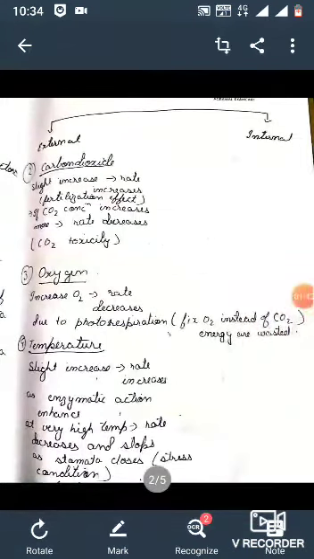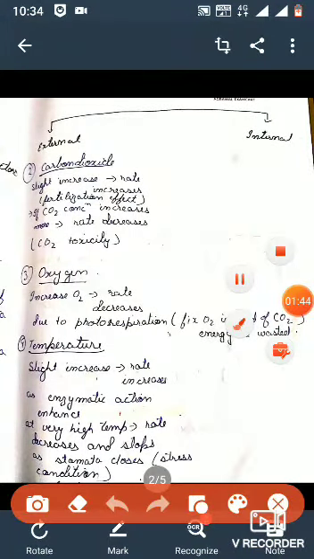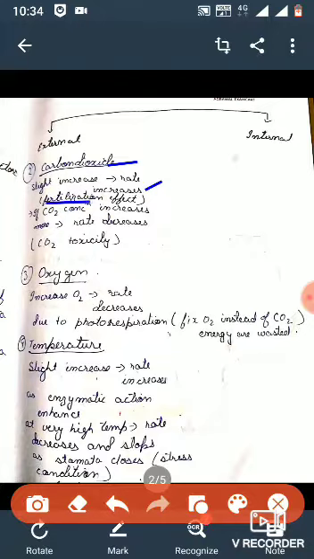The second point is carbon dioxide. A slight increase in the concentration of carbon dioxide will increase the rate of photosynthesis. Such effect is known as the fertilization effect. But if the concentration of carbon dioxide increases more, the rate of photosynthesis will decrease. Such effect is known as carbon dioxide toxicity.